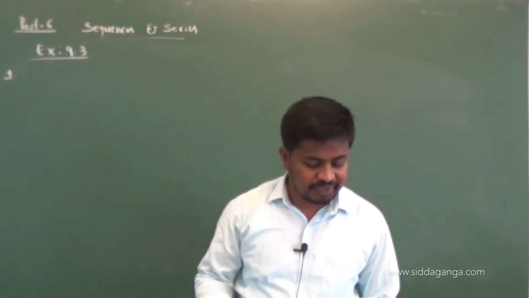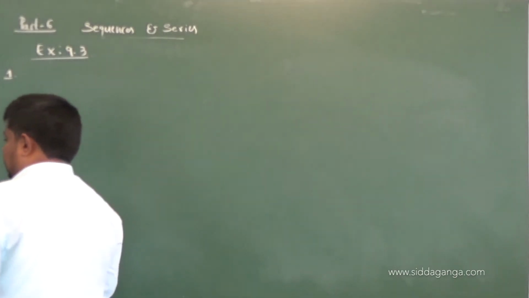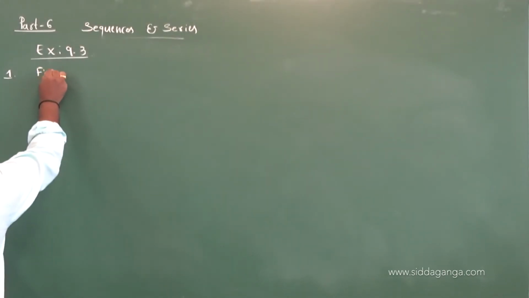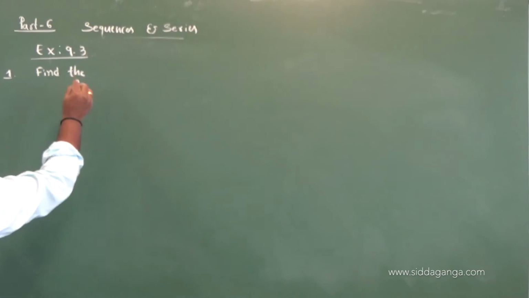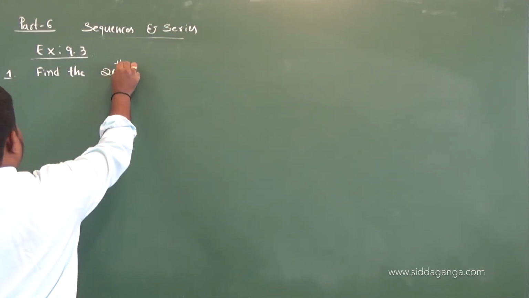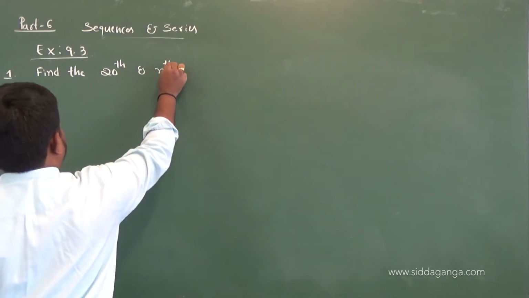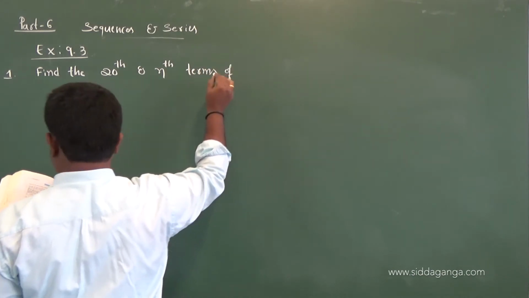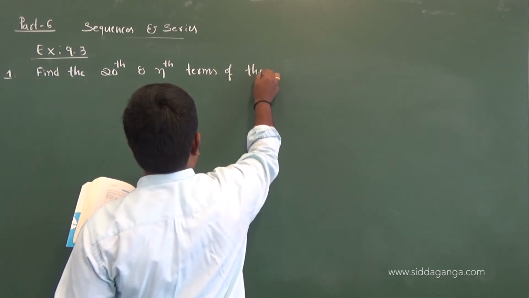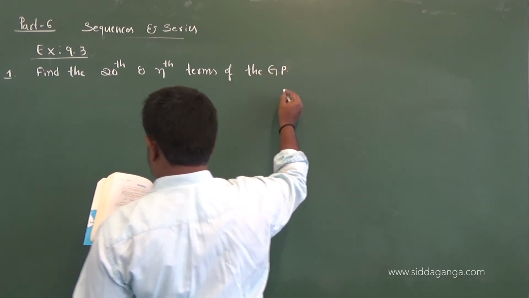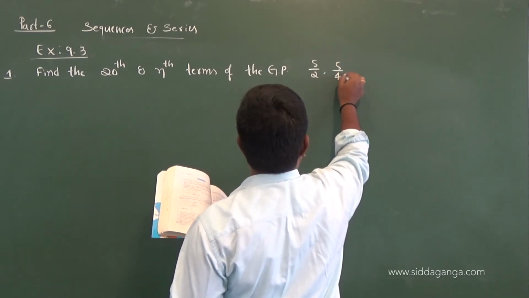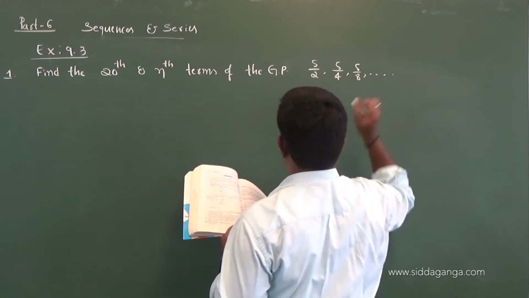First problem is like this. Find the 20th term. Students, for the purpose of final examination, GP is more important than AP. Find the 20th and nth term of the GP, geometric progression 5 by 2, 5 by 4, 5 by 8 and so on.